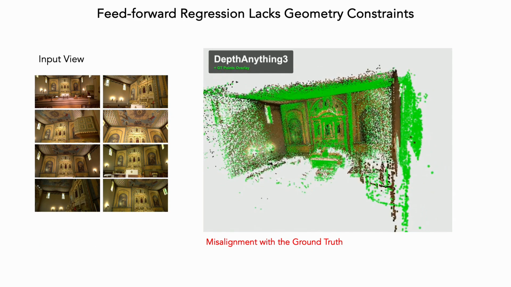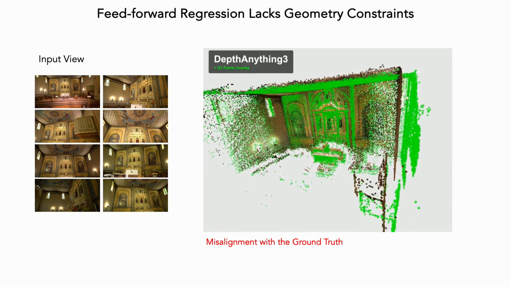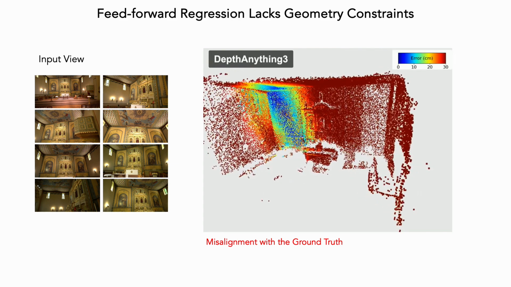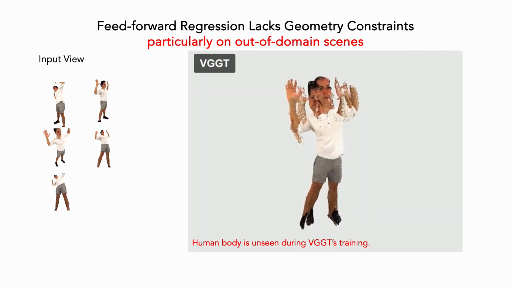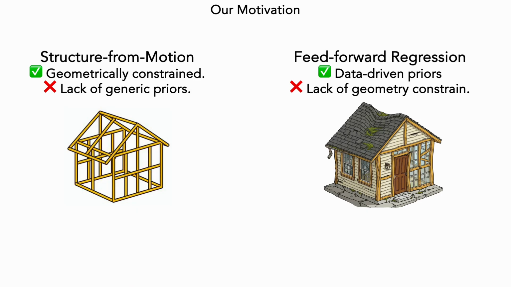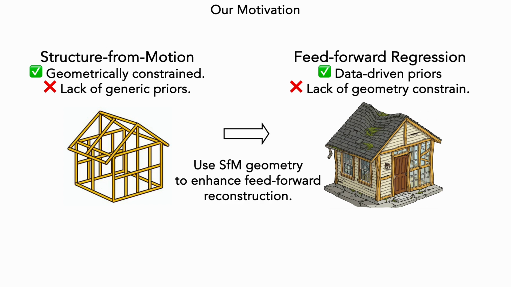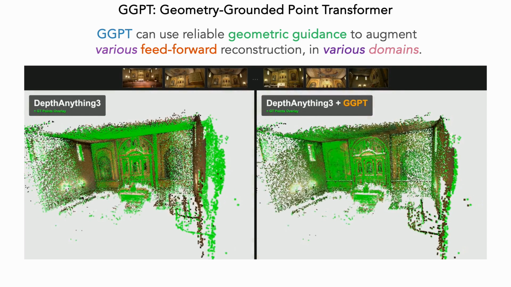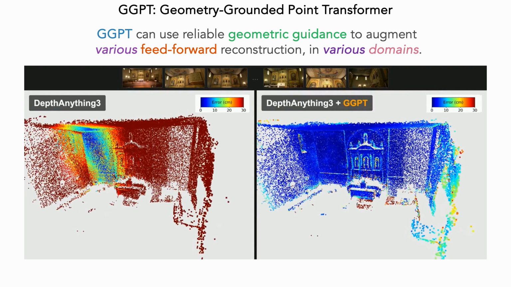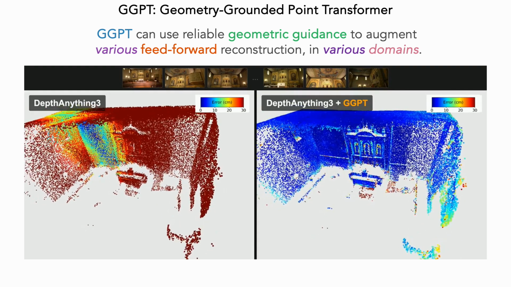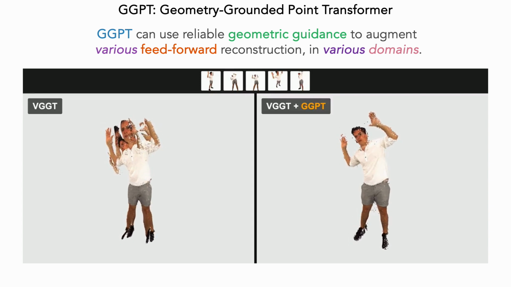For example, Depth Anything 3 reconstructed points can deviate from the ground truth and have large error. The artifacts are more pronounced in scenes different from training data, such as human body. Given the pros and cons of the two types of methods, we are motivated to use the constrained geometry estimated by SFM to enhance feed-forward reconstruction. We propose Geometry Grounded Point Transformer, or GGPT, which can use reliable geometric guidance to augment various feed-forward reconstruction. The improvement can generalize across out-of-domain scenes.